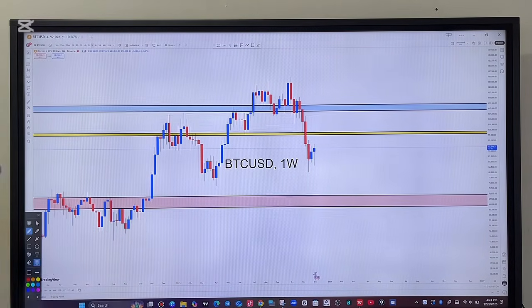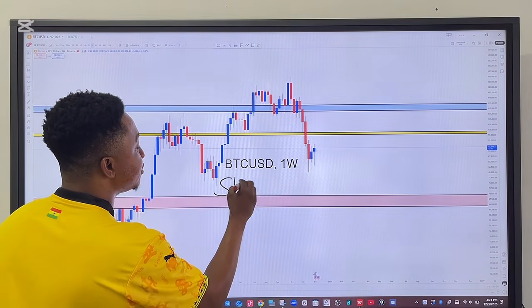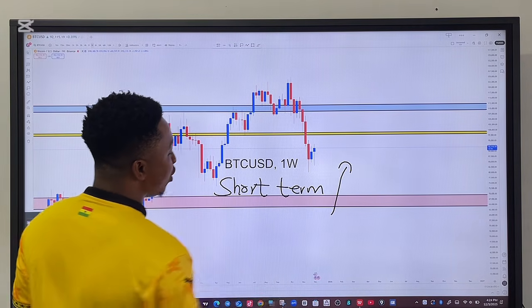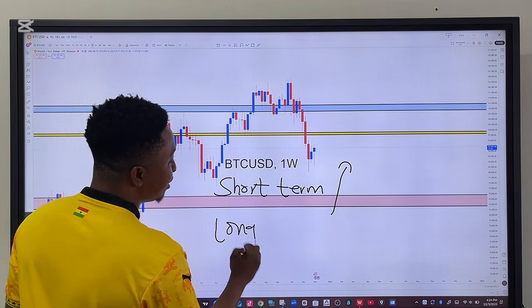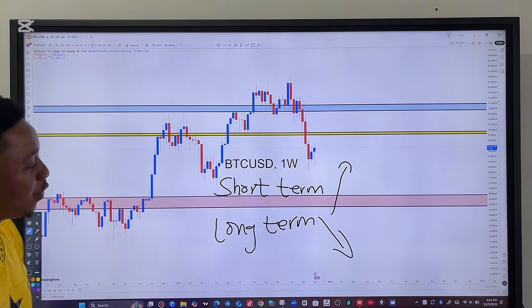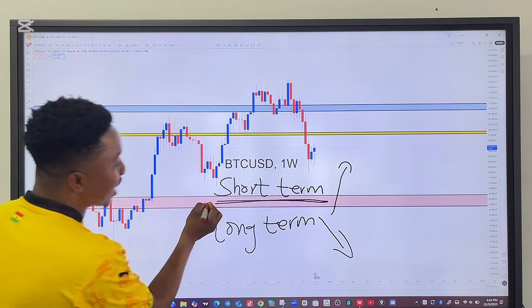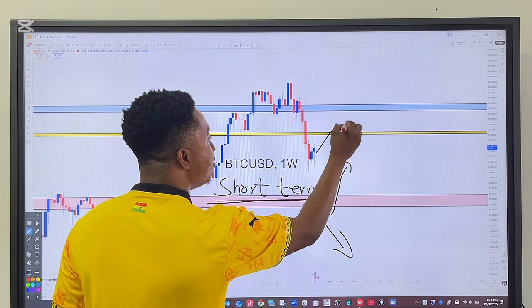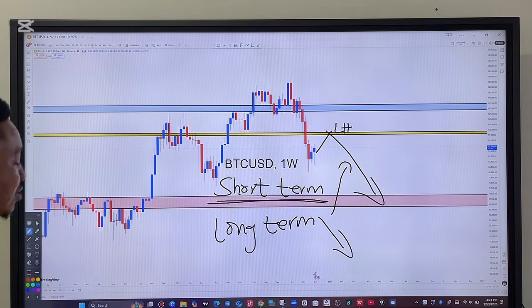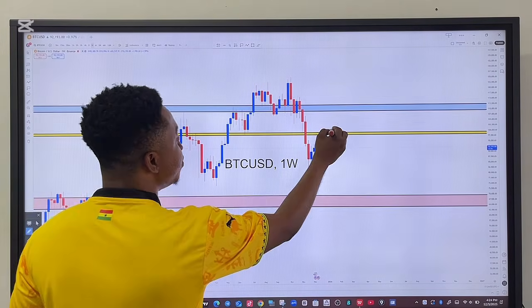So BTC USD short-term direction is going where? To the upside, and long-term direction is going to the downside. But first of all, we are going to capitalize on the short-term direction by picking buys to complete the weekly lower high before price eventually drops again to the downside. So let's prepare for buys to this weekly resistance.